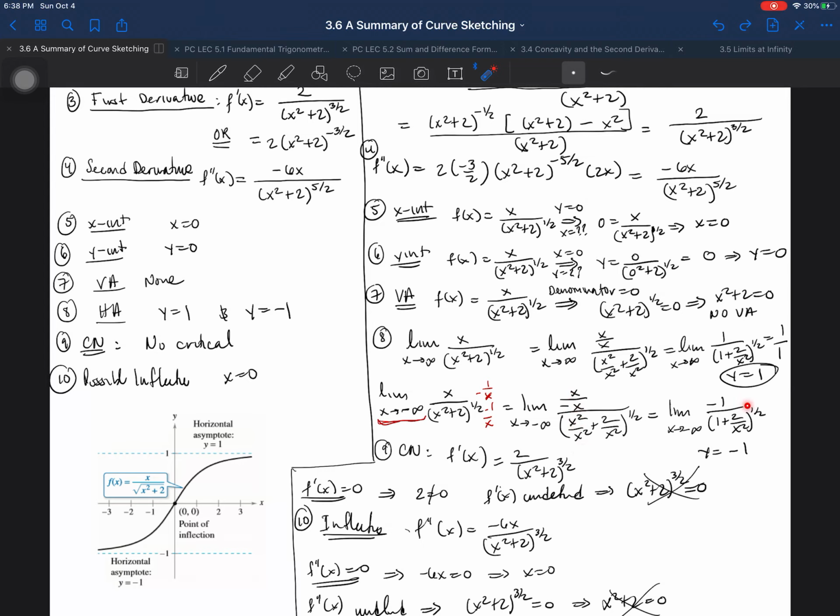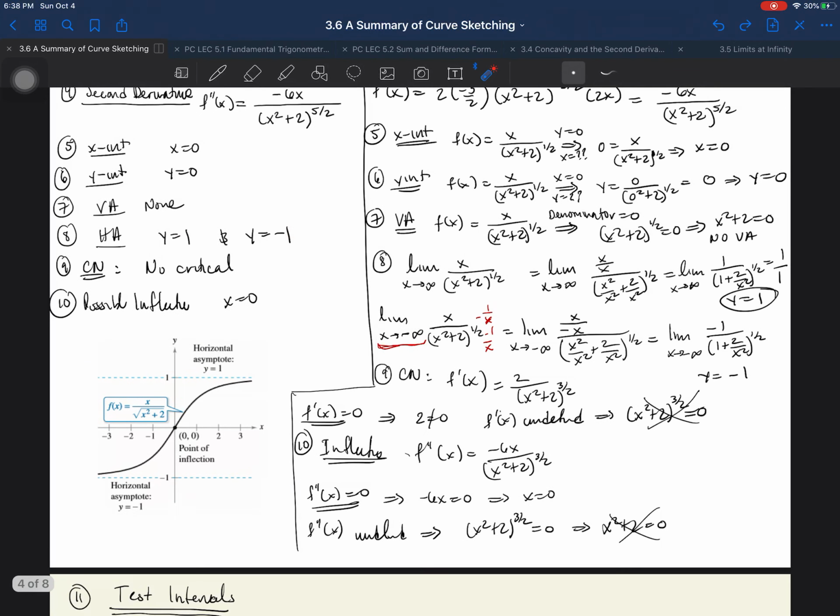And so when you simplify, this gives us negative 1 all over 1 plus 2 over x squared to the 1/2. When you take this to infinity, this turns to a 0. So we have negative 1 over the square root of 1. It's 1. So negative 1 over 1 is negative 1. So therefore, we have a horizontal asymptote at negative 1.